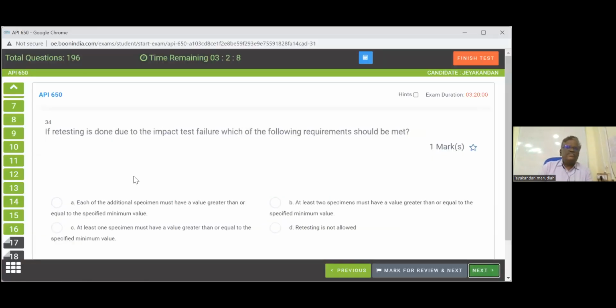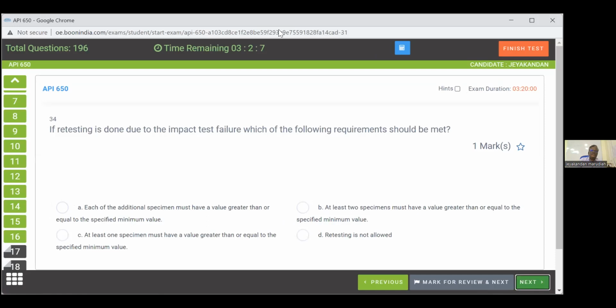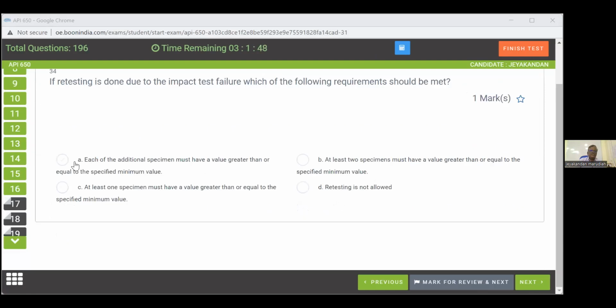Next. Yes, read. If retesting is done due to the impact test failure, which of the following documents should be there? So what is the answer without seeing also? I told, retesting means all three specimens must be equal to or greater than the minimum required value. Each of the additional must have a value greater than or equal to the specified minimum value. Okay, that's all.